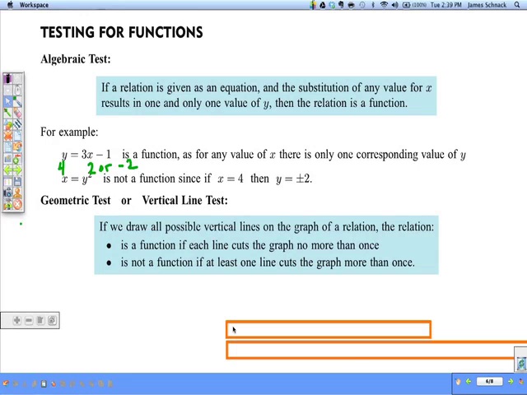Now we can tell by looking at a graph if it's a function using the vertical line test. If we draw all possible vertical lines over the top of the relation, it is a function if each line cuts the graph no more than once. It's not if there's any spot where the vertical line touches twice.